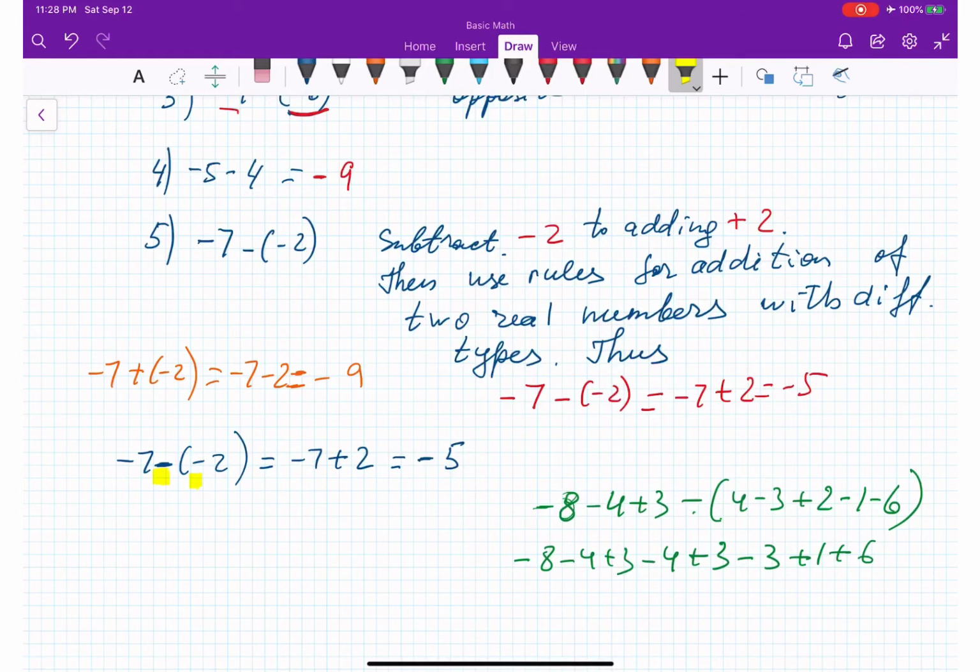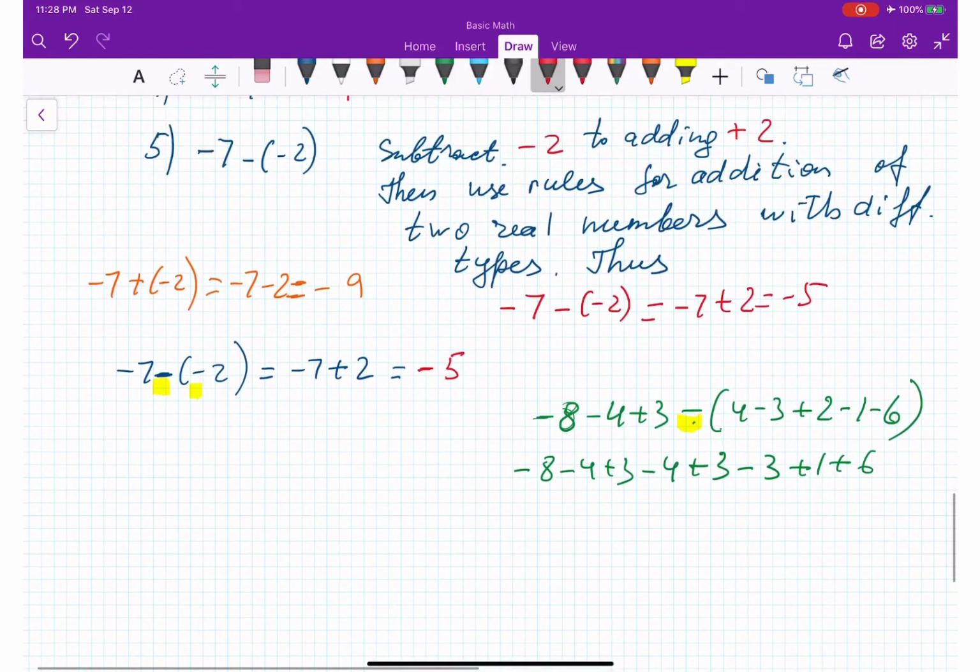So every time you have a negative sign in front of parentheses, you flip every single sign of the numbers to the opposite. So the same thing is here. -7 minus -2. Since it's negative in front, -2 becomes +2. And the final answer is going to be -5. Next question, number 6.